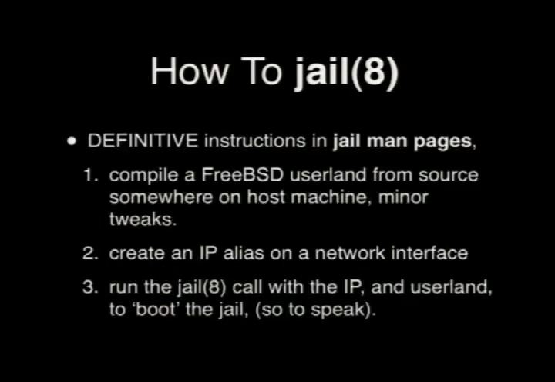How to jail. Okay, look, the definitive instructions are in the man pages. Go BSD for keeping man pages. But it's real simple, 3 steps. You compile your FreeBSD userland from the source code somewhere on the host machine with some minor tweaks. You create an IP alias on a network interface, and you run the jail call with the IP and userland, and you boot the jail, just like throwing flags at ifconfig. Or something else.